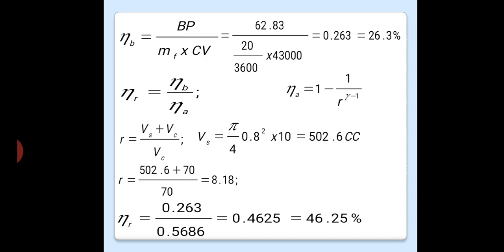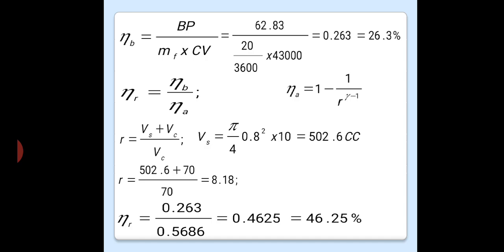BP 62.83, MF they have given in kg per hour, so we have to convert this. So we divide by 3600, so 20 upon 3600 is the value of MF. CV 43,000 they have mentioned, so we substitute this value. So we got the brake thermal efficiency 0.263, which means 26.3%.